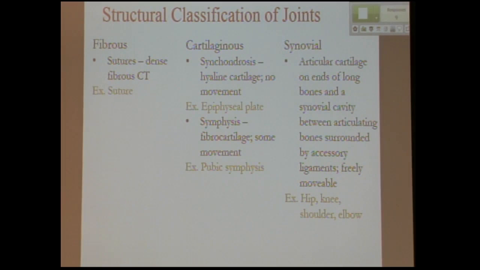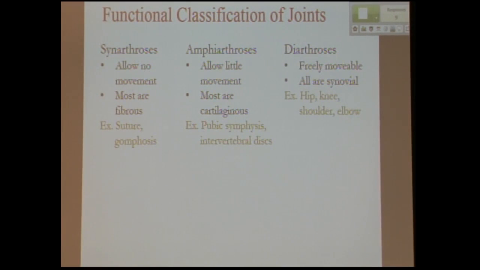And then we got our functional. So synarthrosis, no movement, amphiarthrosis, some movement, not a lot, and then diarthrosis. And you can see some examples up there. We've got sutures, and then the pubic symphysis, and the diarthrosis. And so, once again, the ones you think of as joints are diarthrosis joints. Knees, elbows.